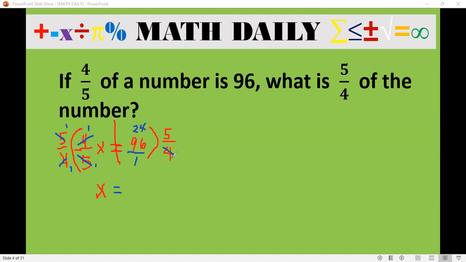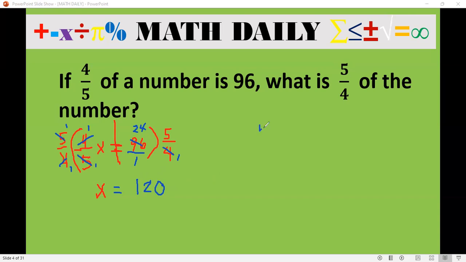So the 4 is now cancelled by 4, and the answer that you will be getting is 1. Therefore, multiplying 24 and the 5 here is equal to 120. This simply means that the number that you are looking for is 120, but this is not yet the answer to this problem, because we are to find 5/4 of the number.